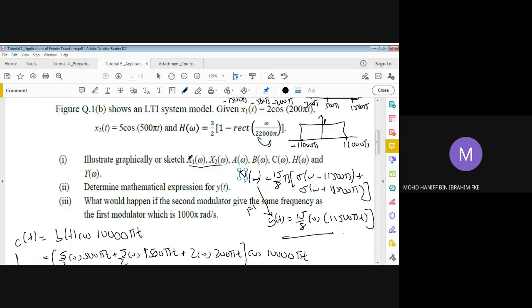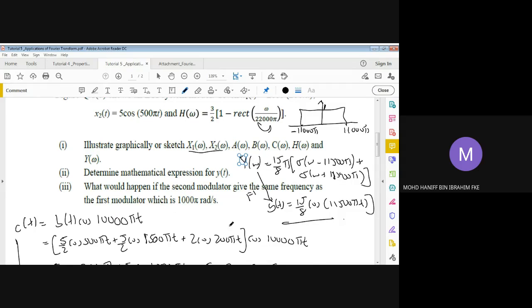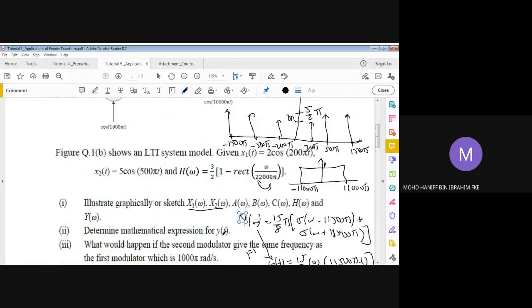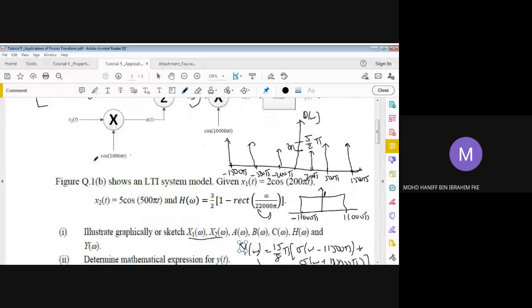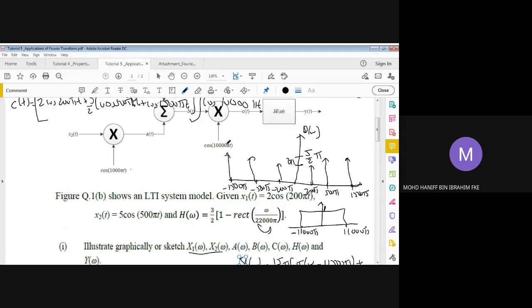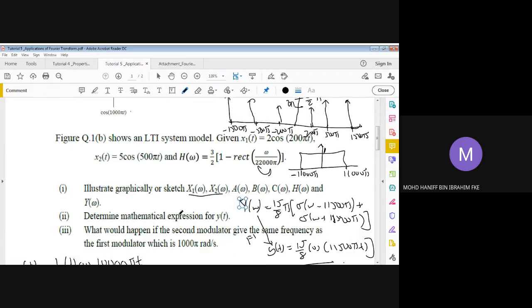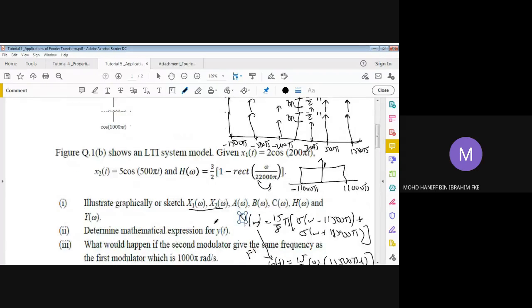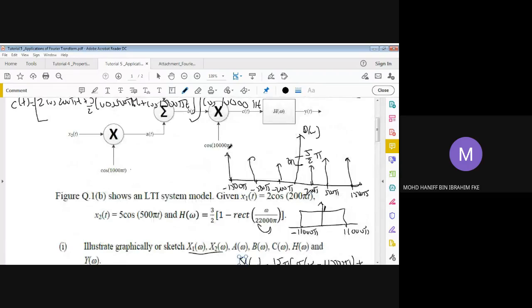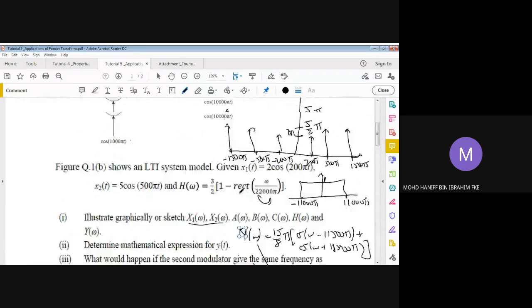All right, how about number 3? What will happen if the second modulator gives the same frequency as the first modulator, which is 1000 pi radians? This is based on this. The first modulator is 1000 pi, and the second one is 10,000 pi. But the third question asks, what will happen if the second modulator here, instead of 10,000 pi, the value is 1000 pi.